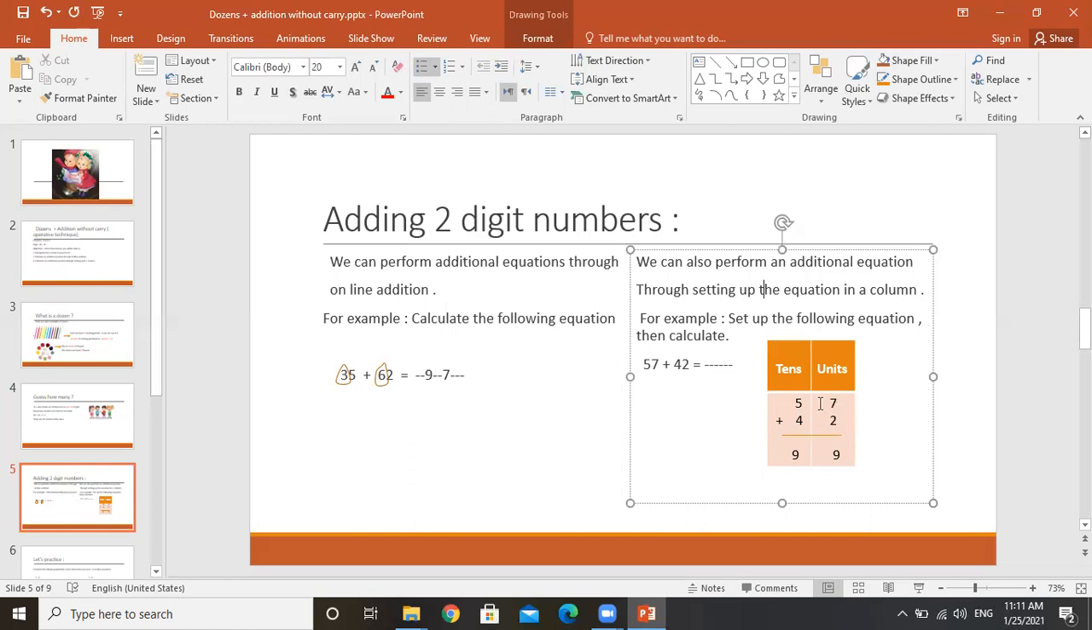We start adding from the units side. 7 plus 2 is equal to 9. And 5 plus 4 is also equal to 9. So the answer is 99. This is what we call line addition, and this is a column addition.